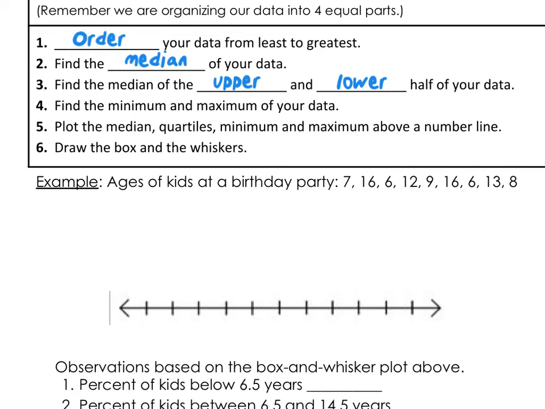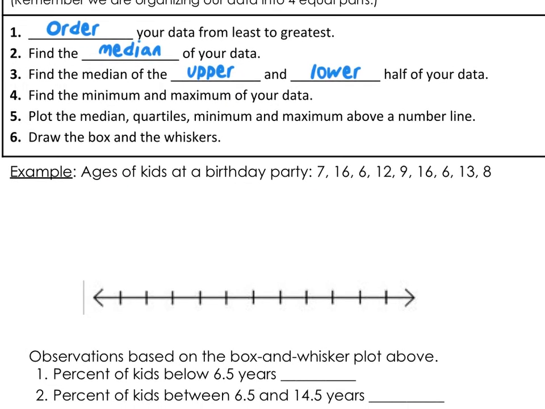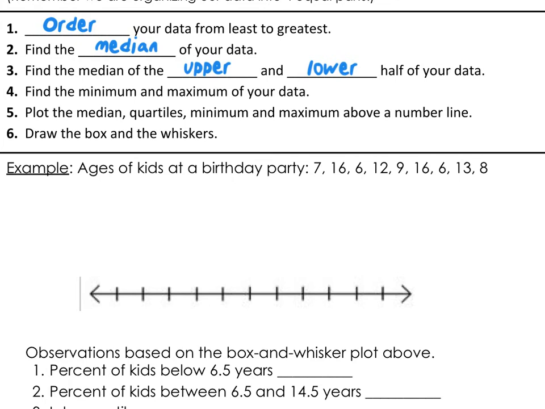So looking at this example, we're going to make a box and whisker plot for the ages of kids at a birthday party. And here's your data. And what you're first going to do is order your data from least to greatest. So here they are in order. I want you to pause the video so you can write this order down, and when you're ready to continue, press play. Please pause now.